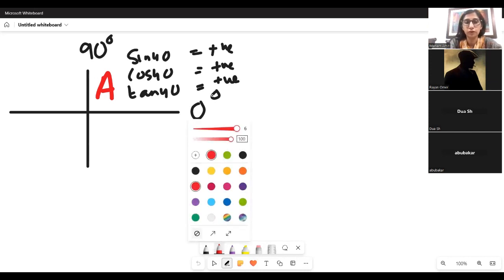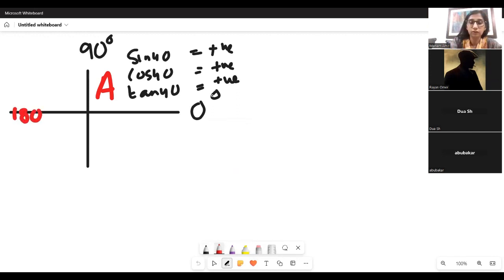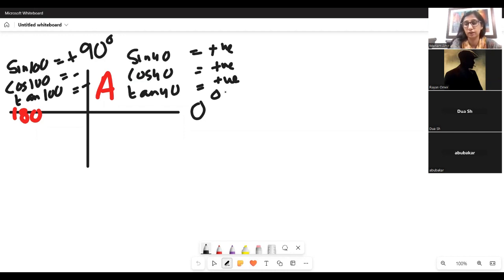In the second quadrant, if we take an angle, second quadrant starts from 90, ends at 180. So if we take an angle, for example, 100 degrees, then you'll notice that sine 100, cos 100, and tan 100, out of these three ratios, only sine 100 gives a positive answer. Cos 100 gives a negative answer, tan 100 gives a negative answer. That means in the second quadrant, only sine theta is positive. So I'm writing S. In the second quadrant, S represents sine.